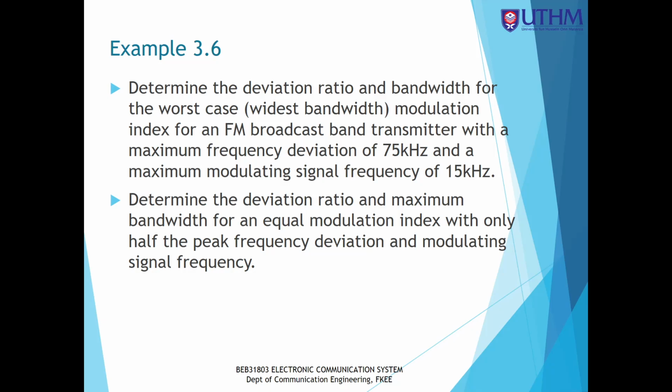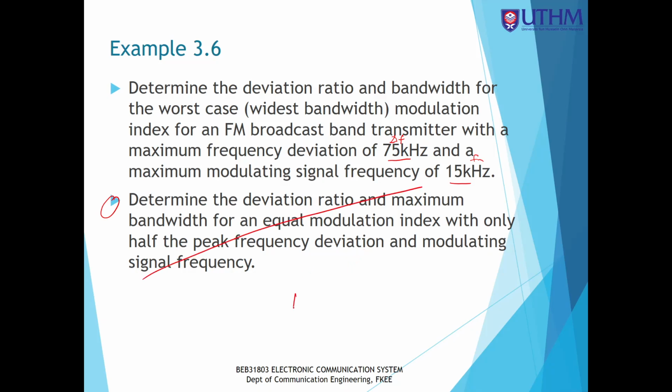Example: determine the deviation ratio and bandwidth for the worst case, or widest bandwidth, modulation index for an FM broadcast band transmitter with a maximum frequency deviation delta F max given as 75 kHz, and Fm max given as 15 kHz. This one is a different question, so you can just cancel out this one.